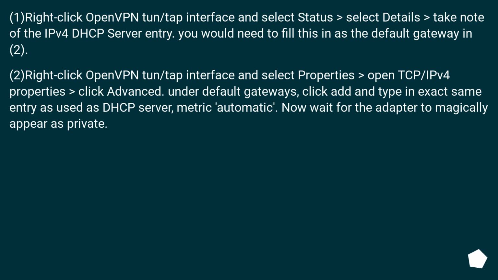1. Right-click the OpenVPN/TAP interface and select Status. Select Details. Take note of the IPv4 DHCP server entry. You would need to fill this in as the default gateway in step 2. 2. Right-click the OpenVPN/TAP interface and select Properties. Open TCP/IPv4 properties. Click Advanced. Under Default Gateways, click Add and type in the exact same entry as used as the DHCP server, metric automatic. Now wait for the adapter to magically appear as private.